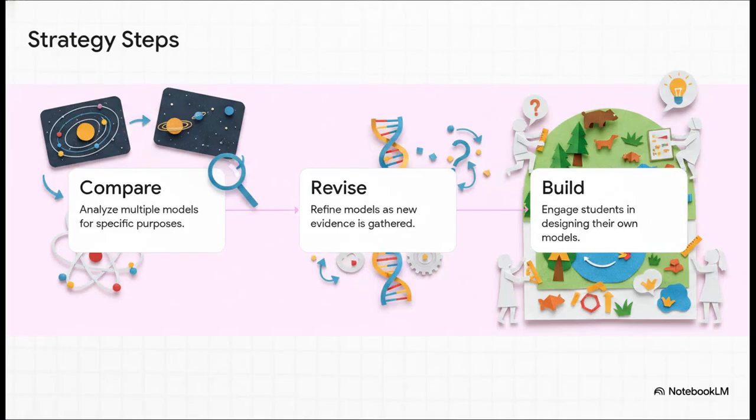So to bring this all together into an actionable strategy, here is a 3-step process. Step 1, have them compare and contrast different models. Step 2, teach them to revise and refine. Throw some new evidence at them midway through a lab and force them to update their model to reflect it. It perfectly illustrates how science is always subject to change based on new evidence. And step 3, have them build their own models to solve real problems.